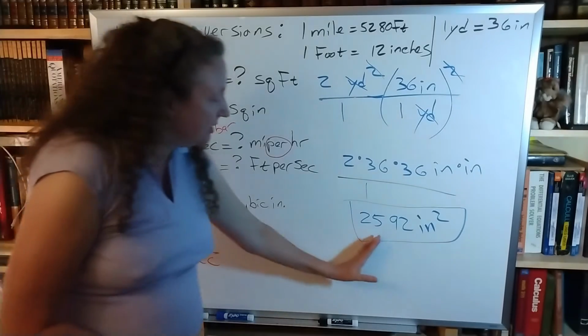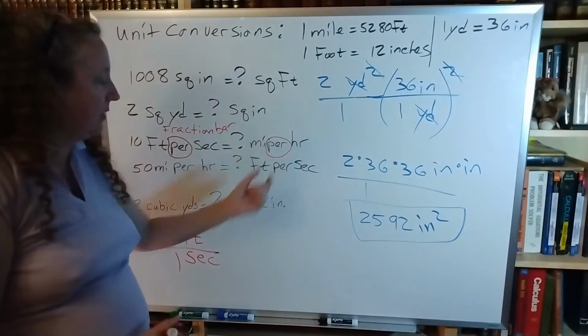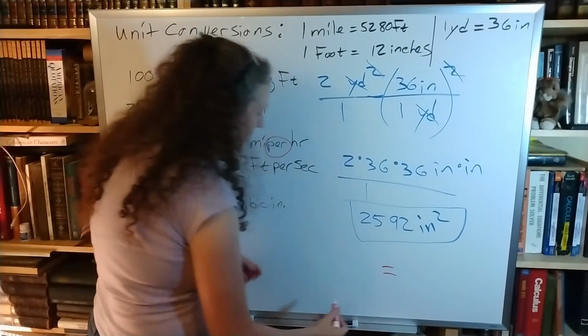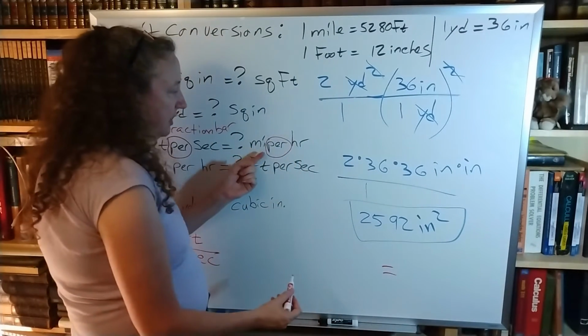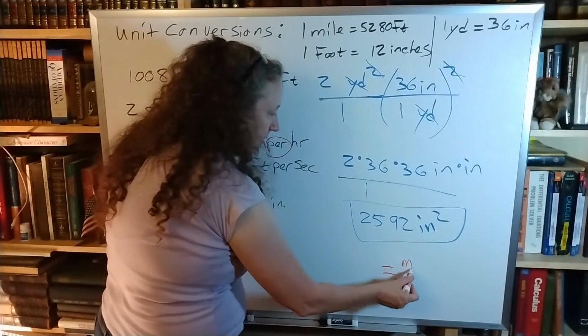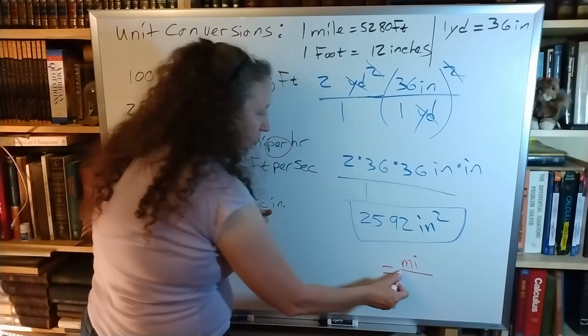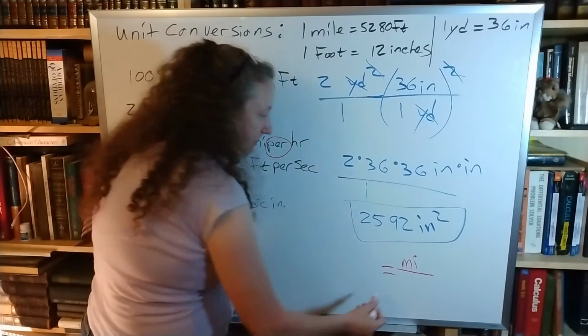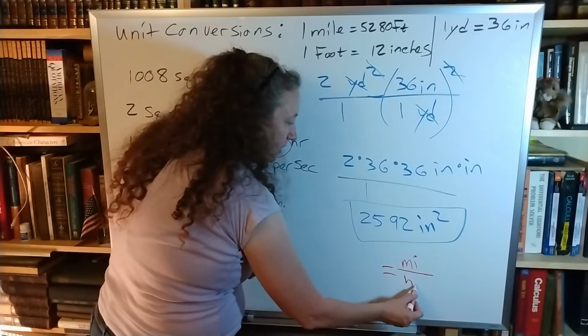Over on the other side here, I want to end up with miles per hour. So I'm going to make a little room here for my work. I want miles on the top, because it's before the word per. The word per is my fraction bar. Hours on the bottom because it's after the word per.